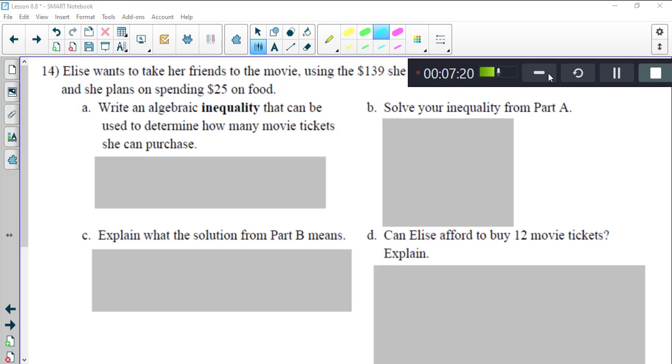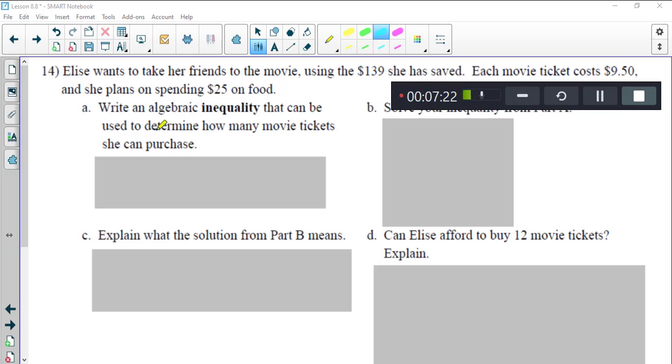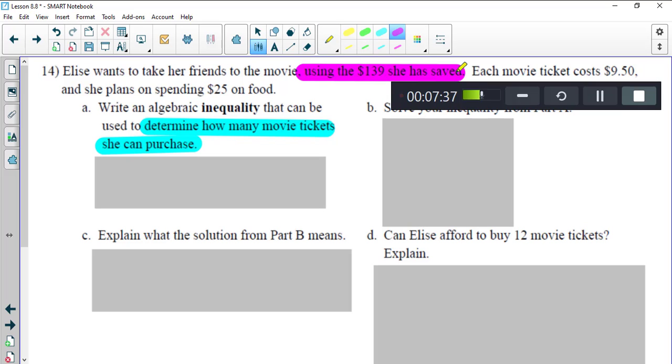So it tells us in this part what we're trying to find. It says, to determine how many movie tickets she can purchase. So I'm going to define a variable to represent that, and I think I chose the variable t. We know that she is going to use the $139 she has saved. Now, unfortunately, again, it doesn't give us any phrase that indicates what our inequality will represent. We'll talk about that in a moment.